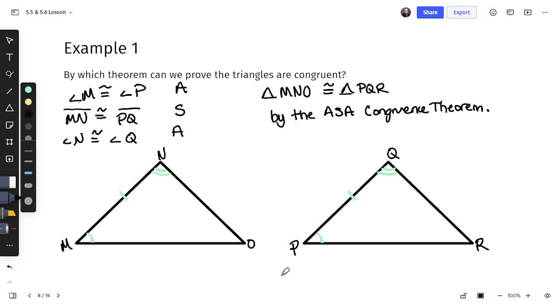A lot of these questions are just going to be about identifying what the problem gives you. If you can identify the elements that are the same in each triangle, then you'll be able to figure out which theorem to use.